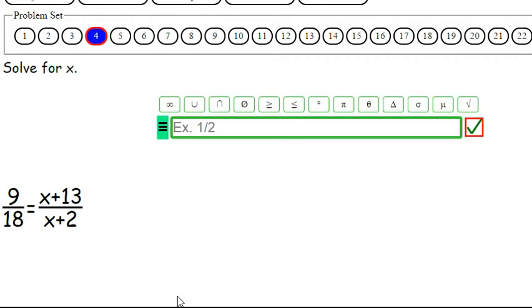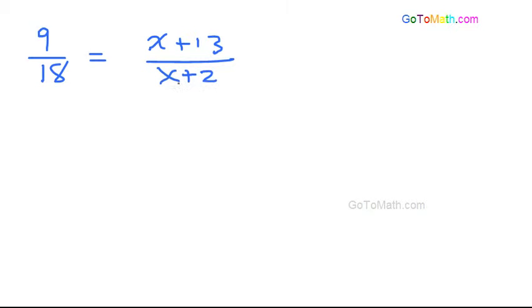So we have 9 over 18 is equal to x plus 13 over x plus 2, and that'll reduce down. But we'll go ahead and write out the whole thing here. 9 over 18 is equal to x plus 13 over x plus 2. As you can see, this will reduce down, right? 9 goes into 18 2 times. 1/2 is equal to x plus 13 over x plus 2.